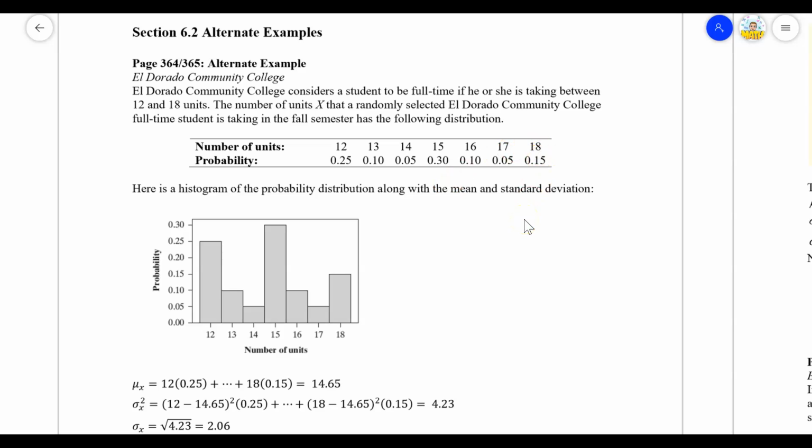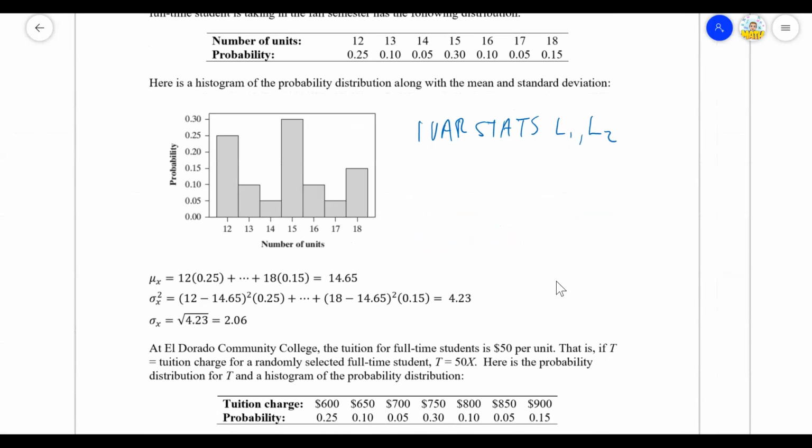So if we wanted to find the average number of credits, this is what we did in 6.1. We'd put the number of units in L1, probability in L2, and we could do our one variable stats. One variable stats, L1, comma, L2. So that would be review, and you can see down here, they're calculating the mean number of credits and the standard deviation, which is what we did in the last section.